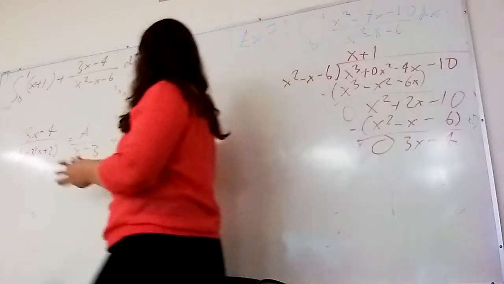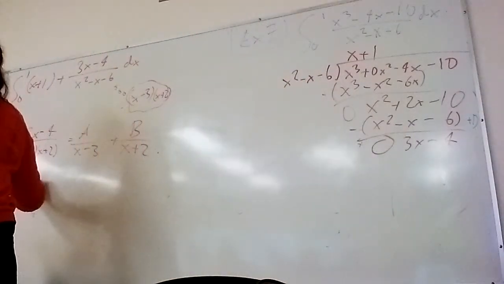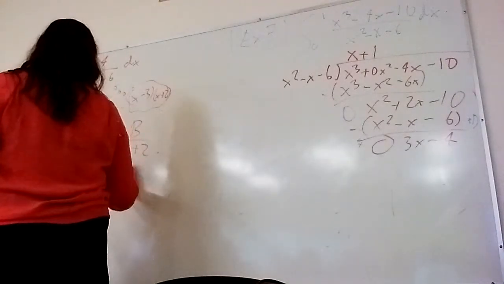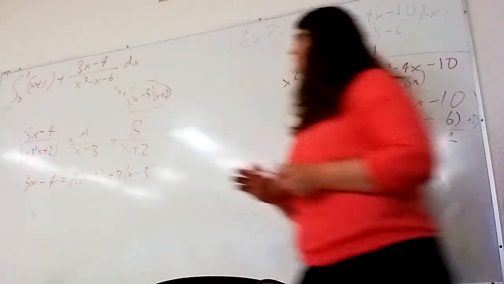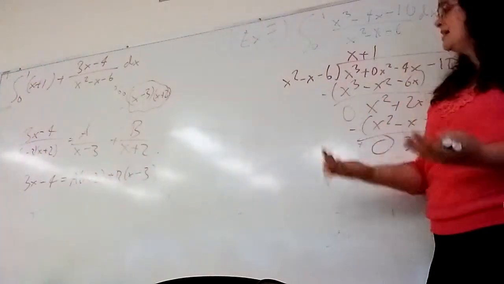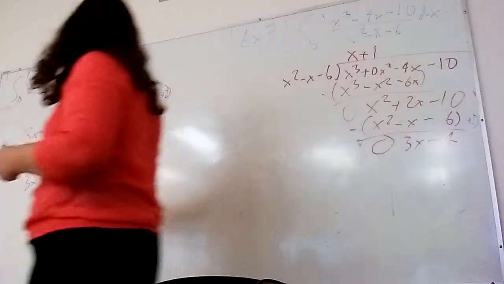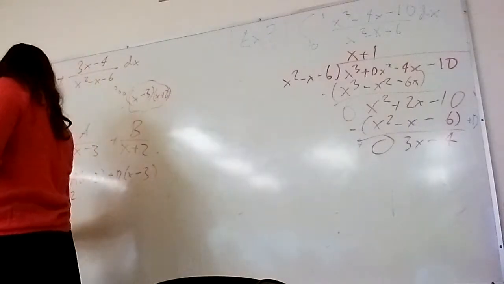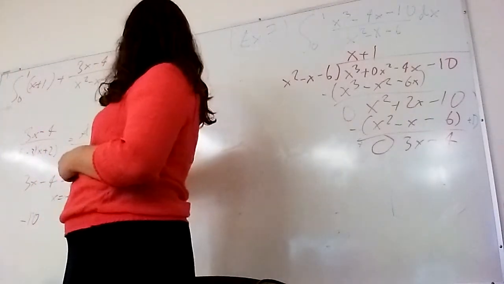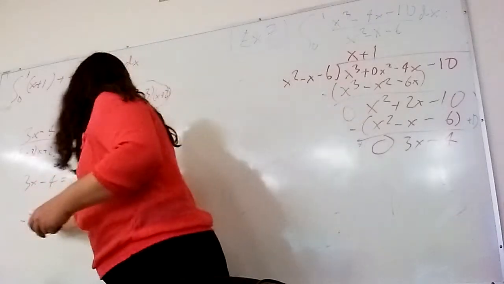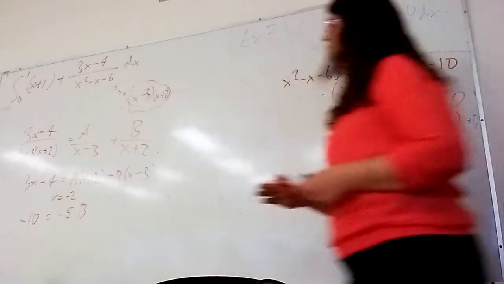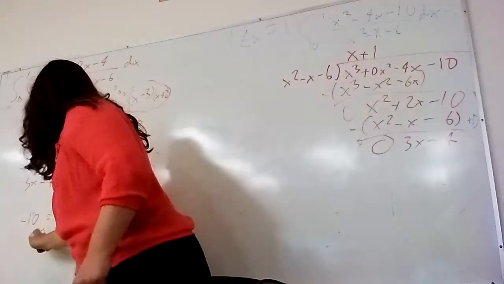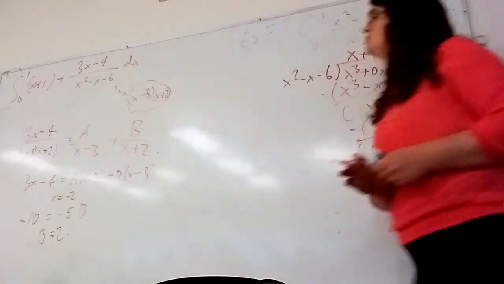So we multiply both sides by the denominator to cancel out. We get 3x minus 4 is a times x plus 2 plus b times x minus 3. And then we need to plug in different values of x to find a and b. If x is negative 2, 3 times negative 2 is negative 6. Negative 6 minus 4 is negative 10. A times 0 is 0. Negative 2 minus 3 is negative 5. So negative 10 is negative 5b. We plug in x equals negative 2. Divide both sides by negative 5. B is 2.